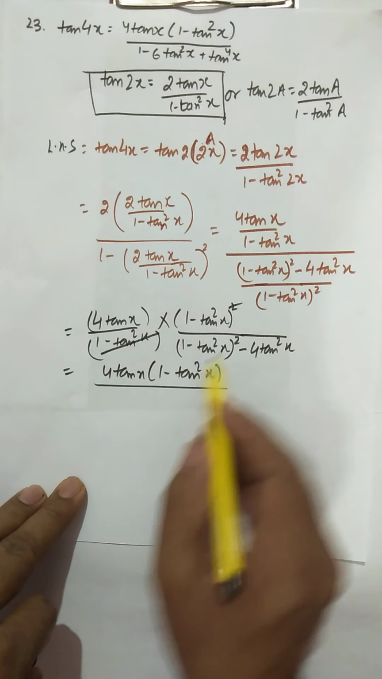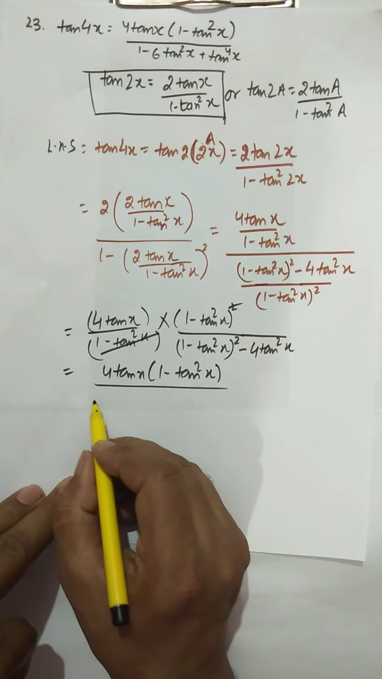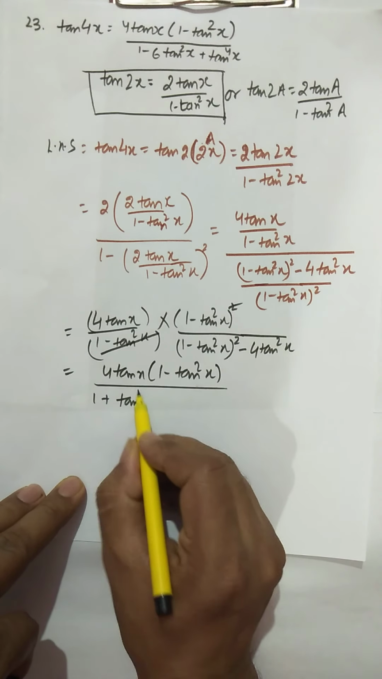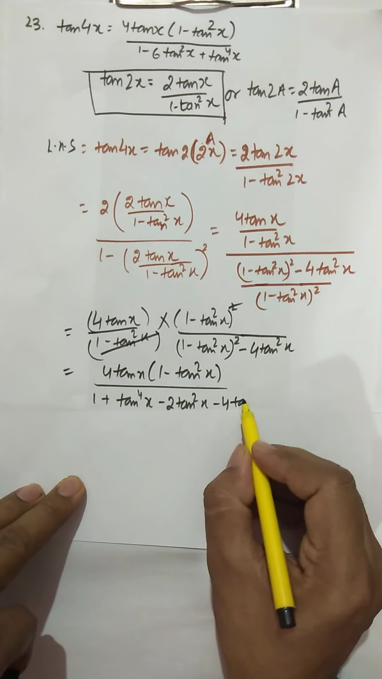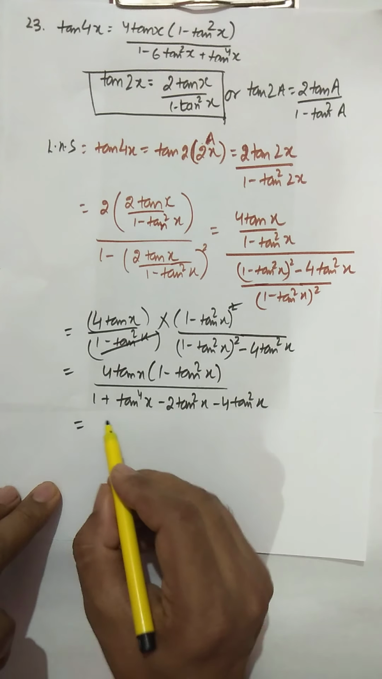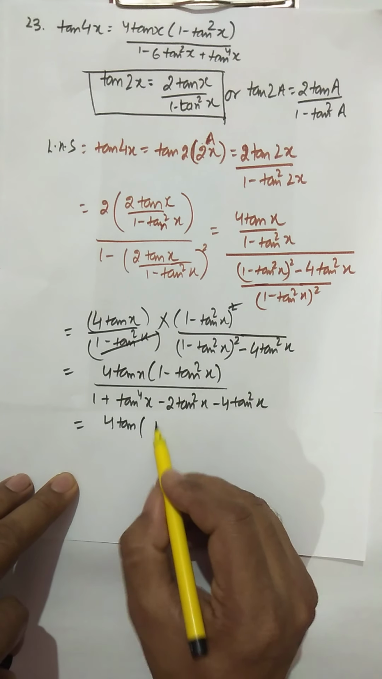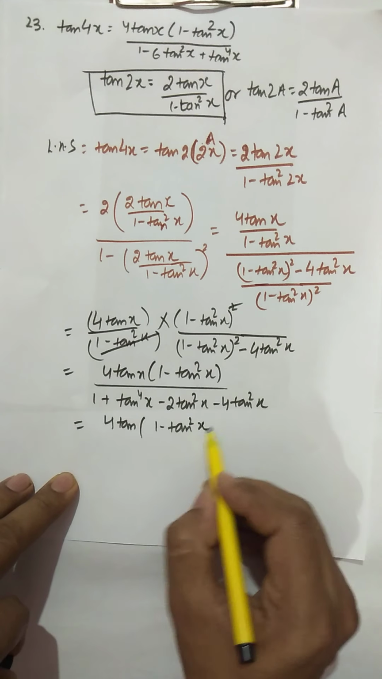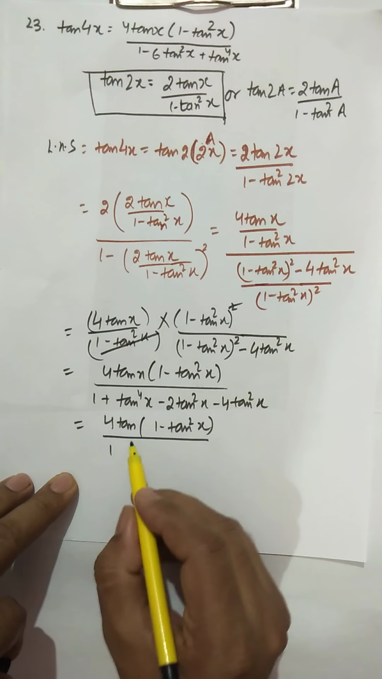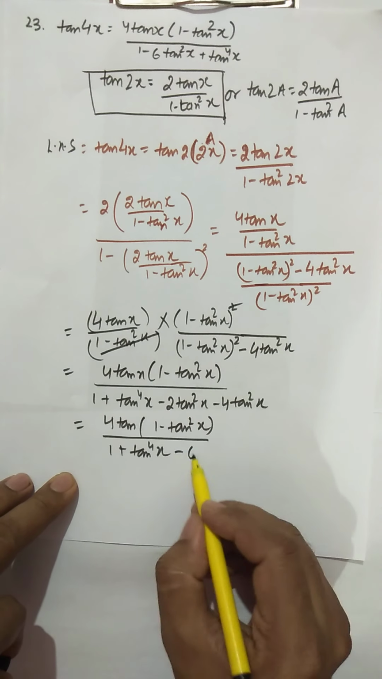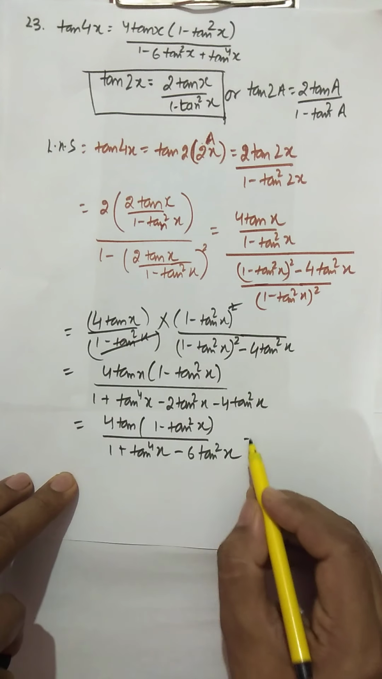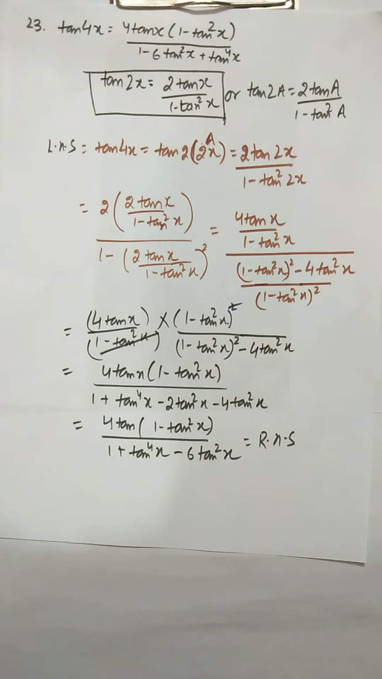So just to simplify this, open (a minus b) whole square. (a minus b) whole square is 1 plus tan 4x minus 2 tan square x, and this is 4 tan square x. So just the last step and you will get the answer. And this is 1 plus tan 4x and 2 tan square x minus 4 tan square x, that is 6 tan square x. So now this is equal to your RHS. You have to keep in mind your RHS and do the steps accordingly.